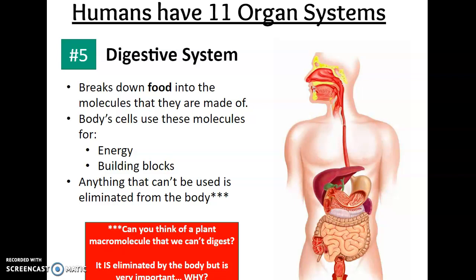So this plant macromolecule that is very hard to digest is cellulose. We do not have the enzyme to break that down. It is eliminated by the body, but it is very important. Why? Well, because it ends up giving us some fat tissue to keep our bodies warm.